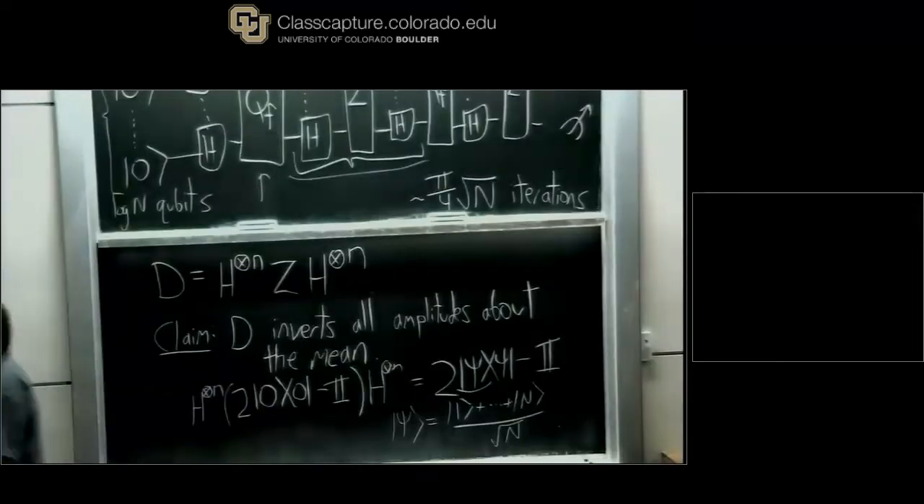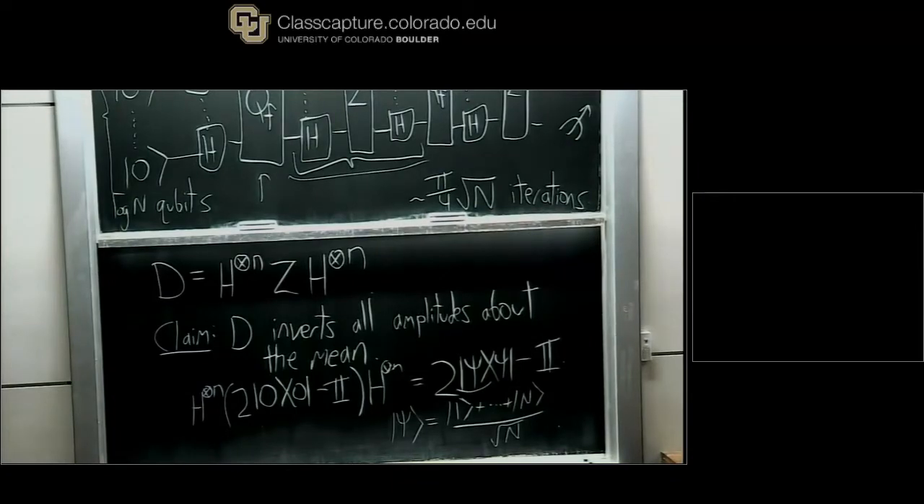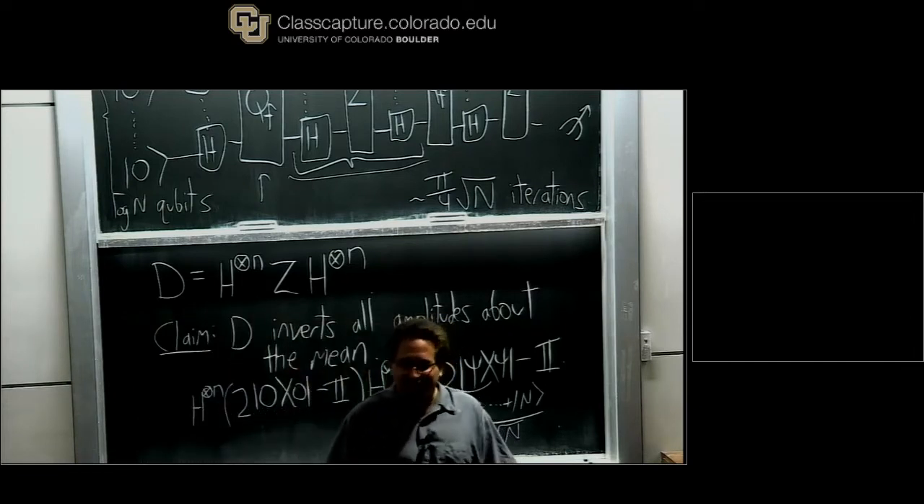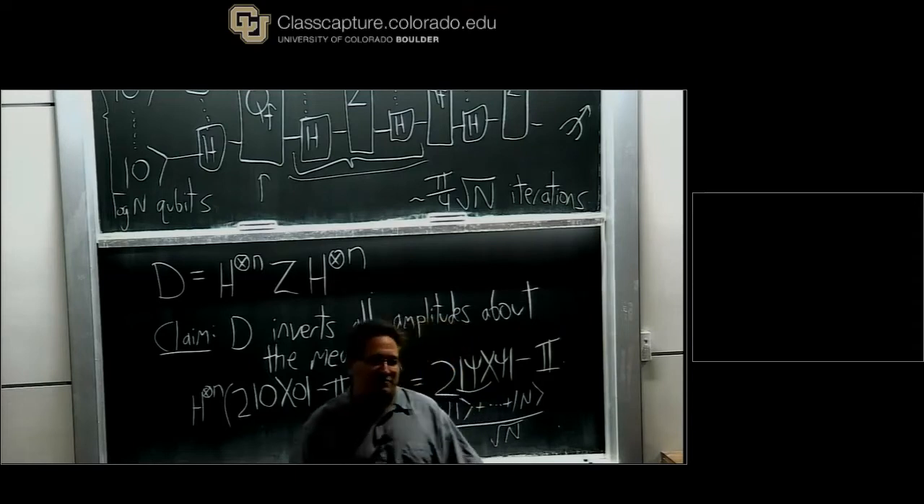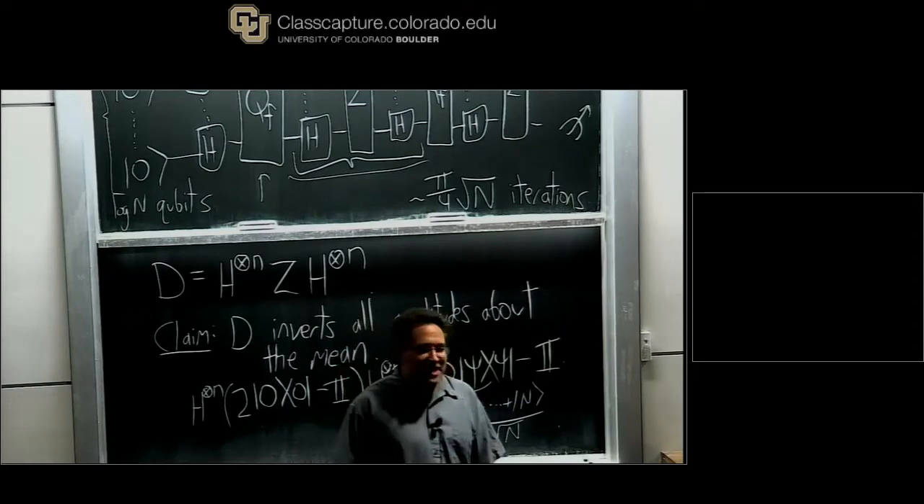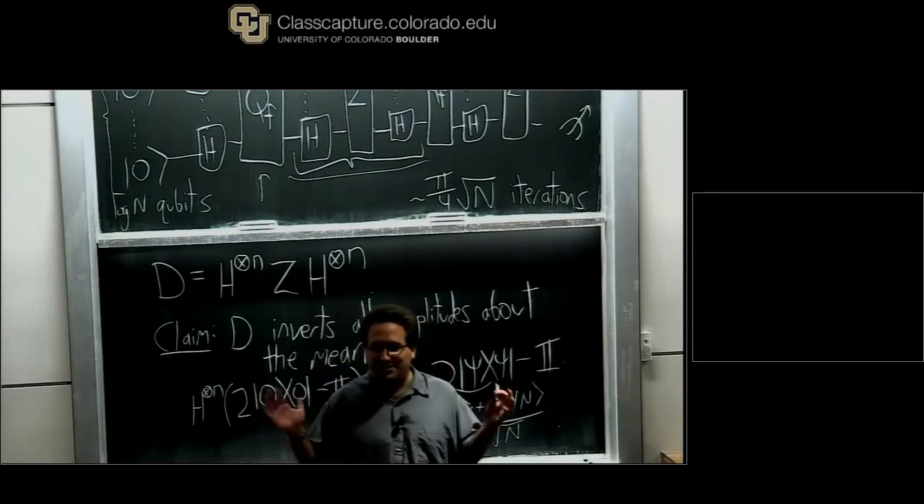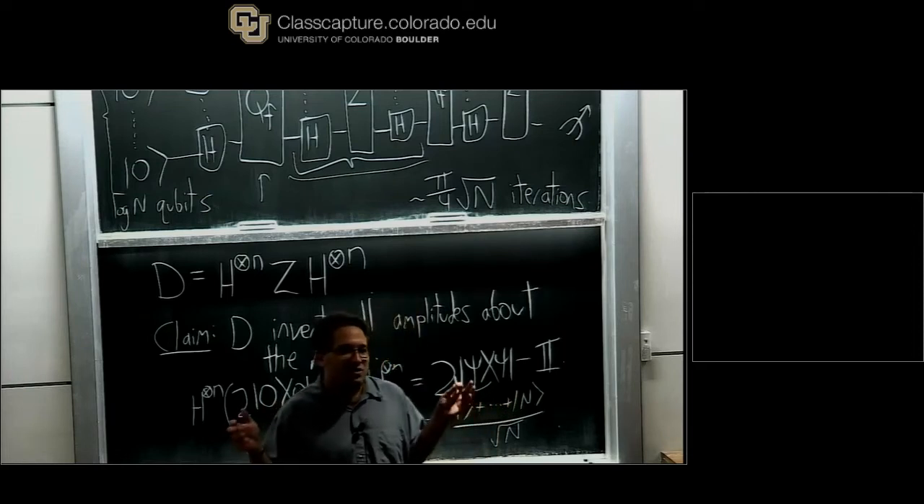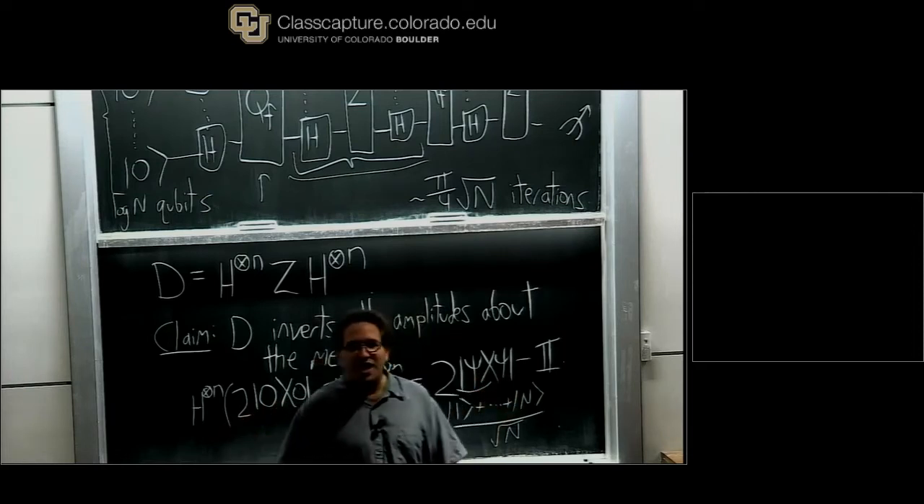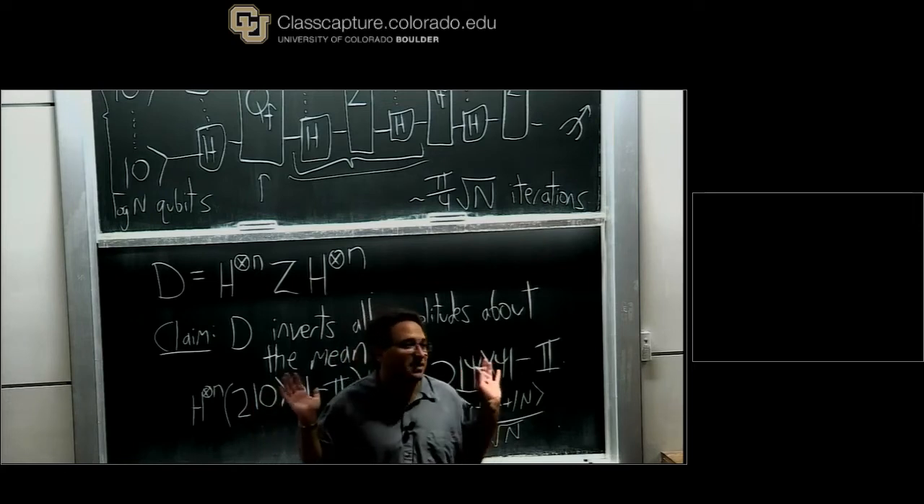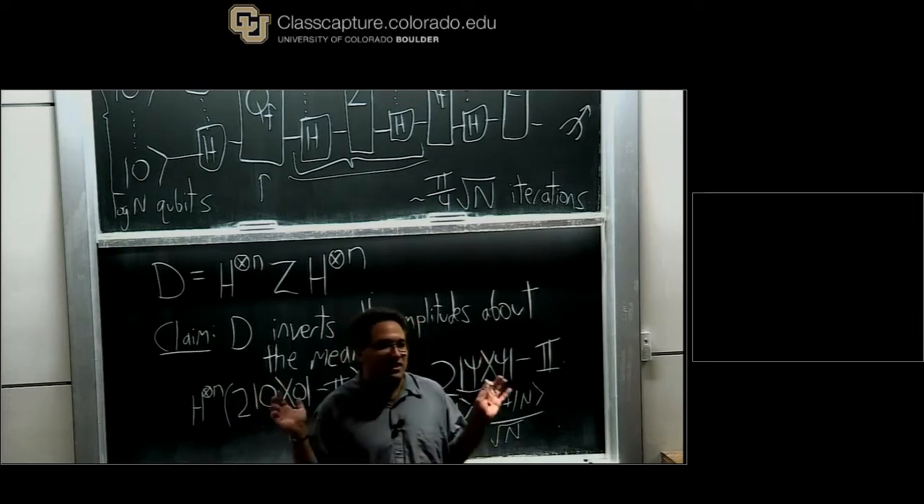So the situation is this. If you know the number of marked items in advance, then Grover's algorithm is exact. It can be implemented in such a way that it succeeds with 100% probability. If you don't know the number of marked items in advance, then Grover's algorithm is probabilistic. You can cause it to succeed with like 99.999% probability by just repeating it.